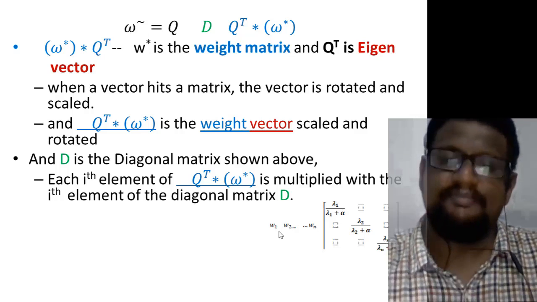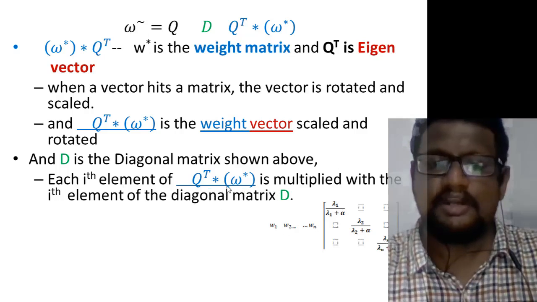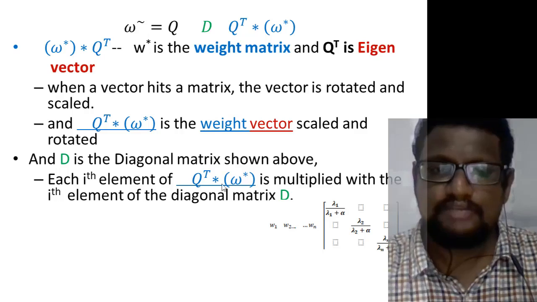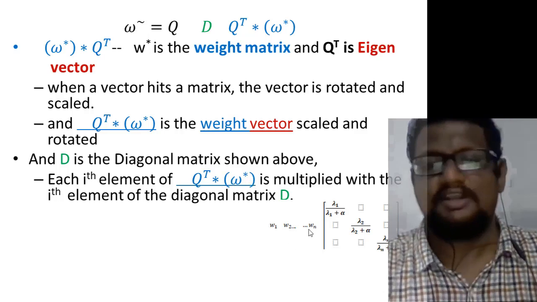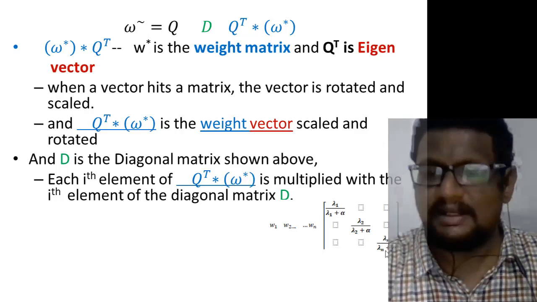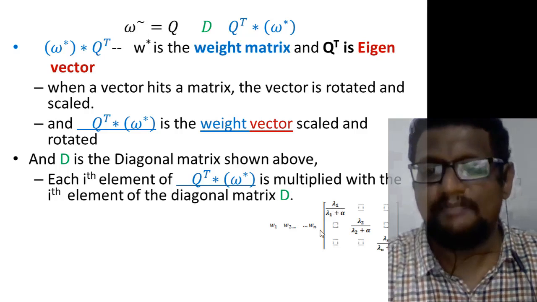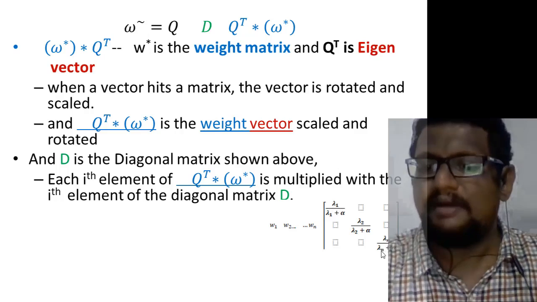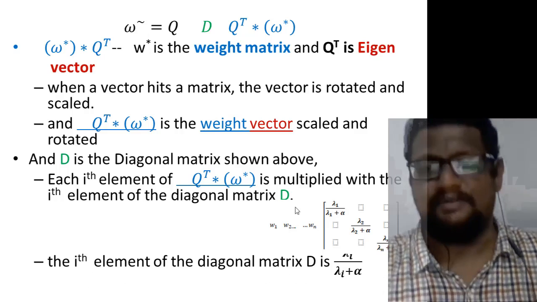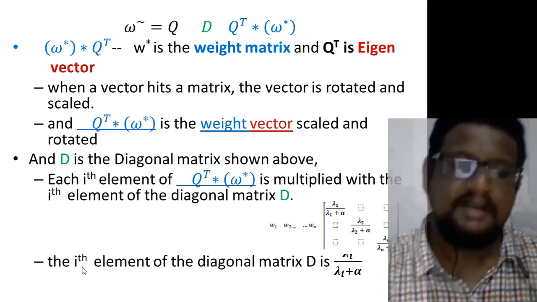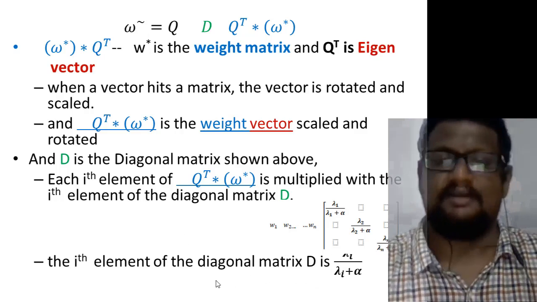So what happens when a vector and a matrix are multiplied again? Each ith element of Q transpose W star, which is a vector, I have written here as W's. This vector is multiplied by the ith element of the diagonal matrix. That is, W1 is multiplied by lambda 1 divided by lambda 1 plus alpha, and Wn is multiplied by lambda n divided by lambda n plus alpha. Then what happens? Let us see. A generalized statement is given here: the ith element of the diagonal matrix is multiplied with the weight vector.